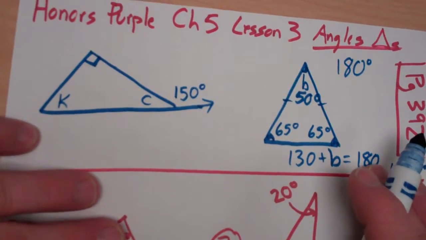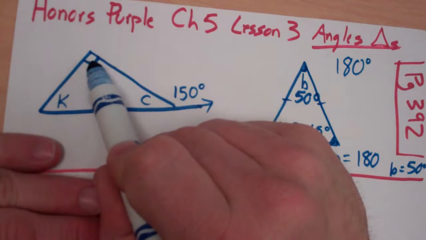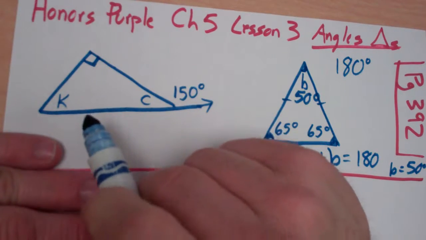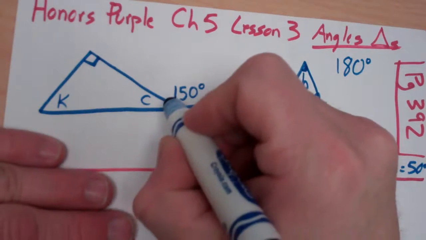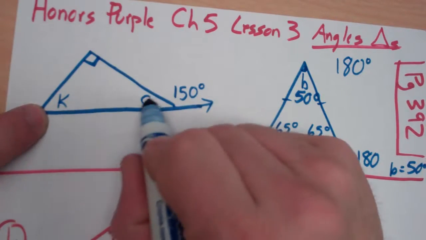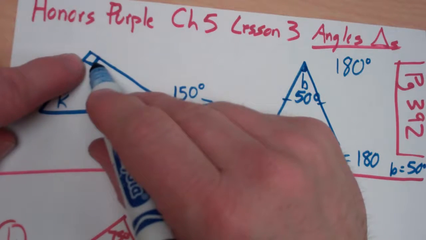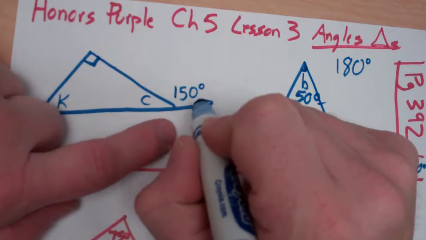So this other triangle, they gave me some information about. They gave me this symbol, which means that that's a right angle. Then they gave me an exterior. Notice, not an interior. K is an interior angle. C is an interior angle. This right angle is an interior angle. This is an exterior angle.